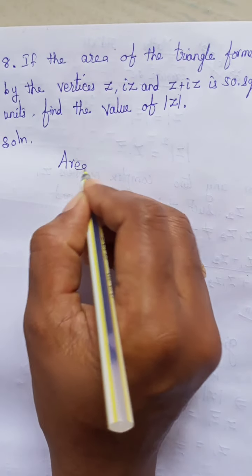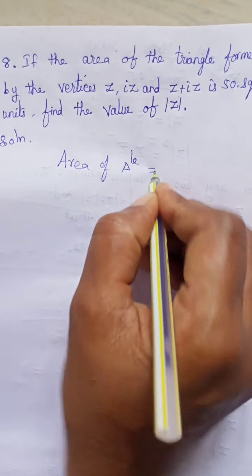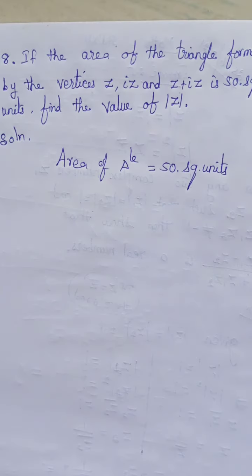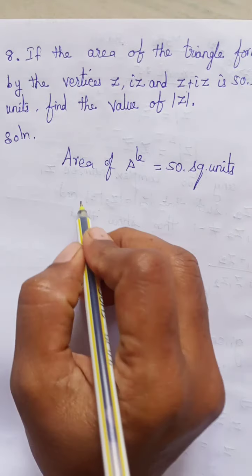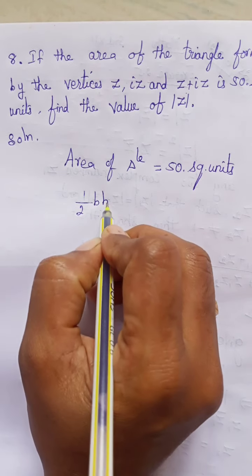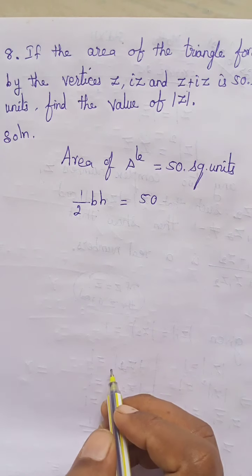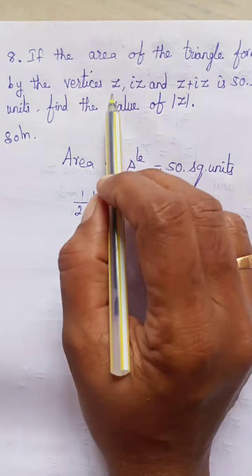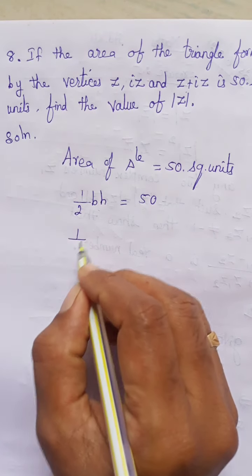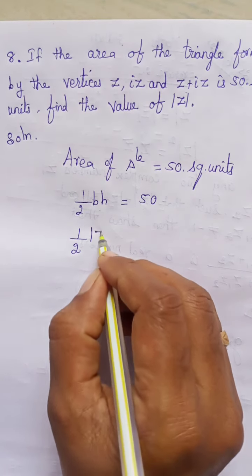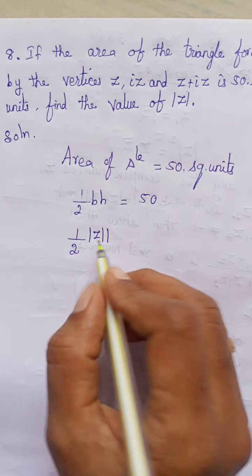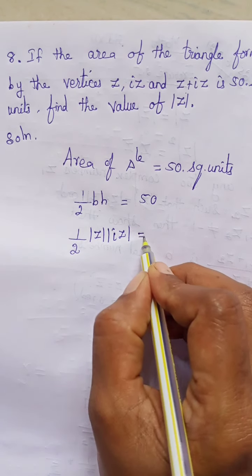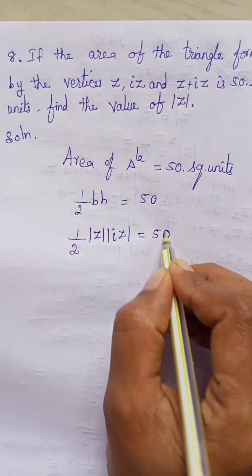Given area of triangle is equal to 50. So we know area of a triangle is half into base into height. Here, take these two sides, then it will be easy for you. So I am writing complex z, because when we take the modulus, we will get the value, isn't it? Half into modulus z into modulus iz is equal to 50.